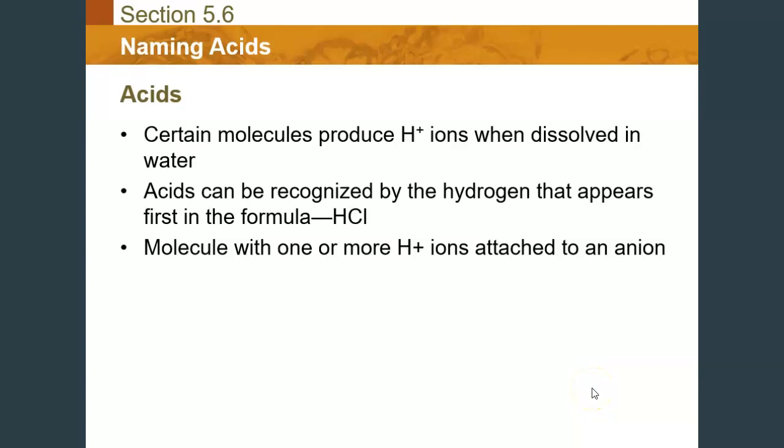All right, this is the last section of chapter 5, naming acids and then figuring out formulas for acids.